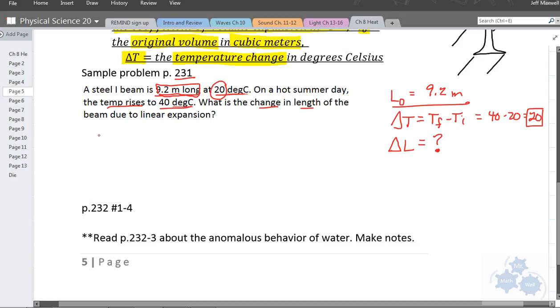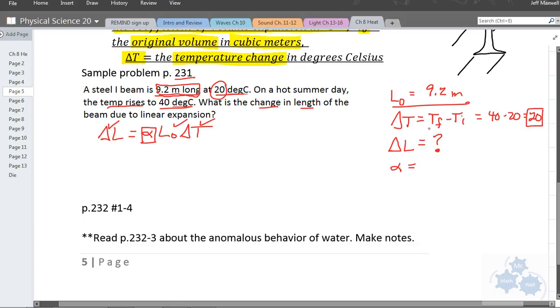Now, of course, we're going to use this formula like we had mentioned, with delta T. We're going to find delta L here, the change in length. I'm given this, I'm given this, I'm missing this. So this is where you look in your textbook at the chart of coefficients of linear expansion. So go ahead and do that. It's on page 231.